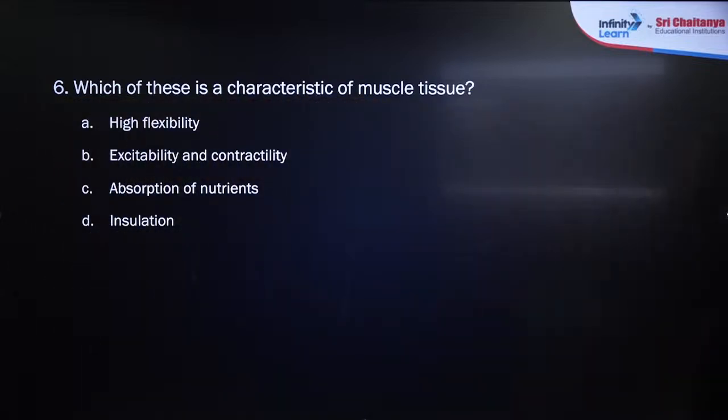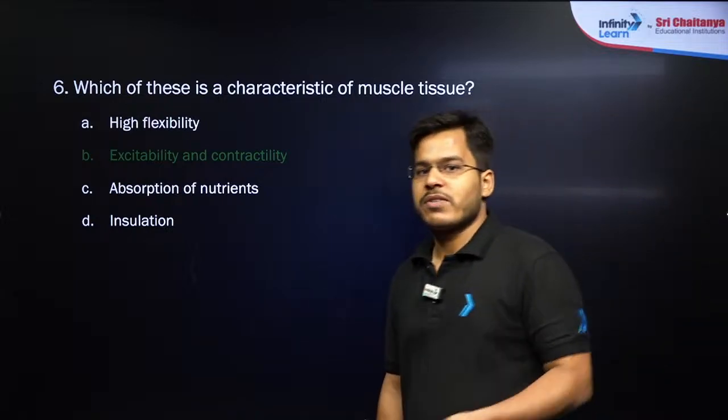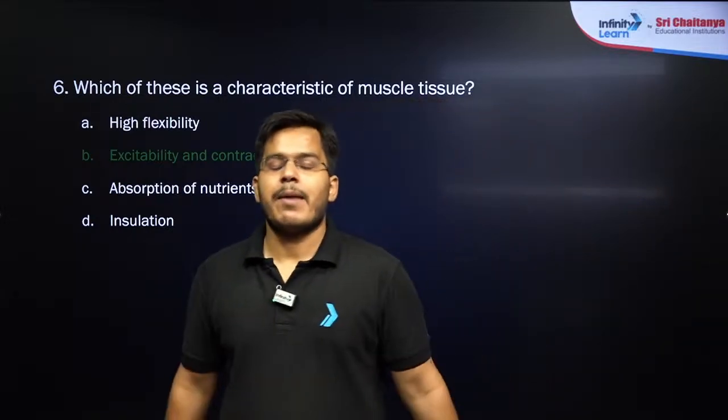Okay. So students, I got two answers, both are A, and students, let me tell you, the correct answer is going to be B over here. Excitability and contractility are going to be the most important characteristics of the muscles. When muscles contract, students, only then will any type of function or movement happen inside our body.